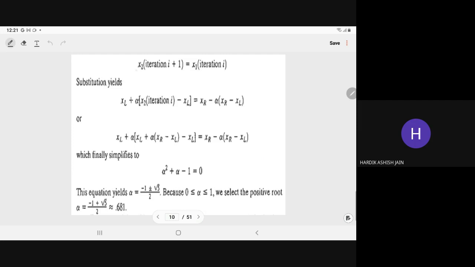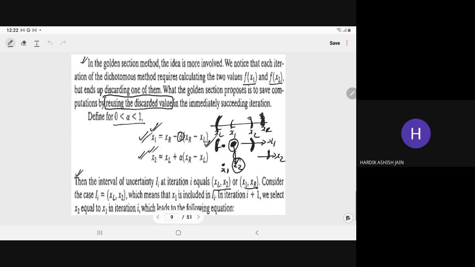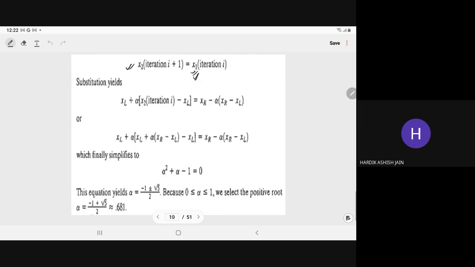So actually what we are saying is that x2 of the (i+1)th iteration is nothing but the x1 of the ith iteration, because in the ith iteration we have discarded the x1. So that x1 will become the x2 for the succeeding step. If you write the x1, what is the formula of the x1? Just now we have seen the formula of x1 is xr minus alpha (xr minus xl) of the (i minus 1)th step.